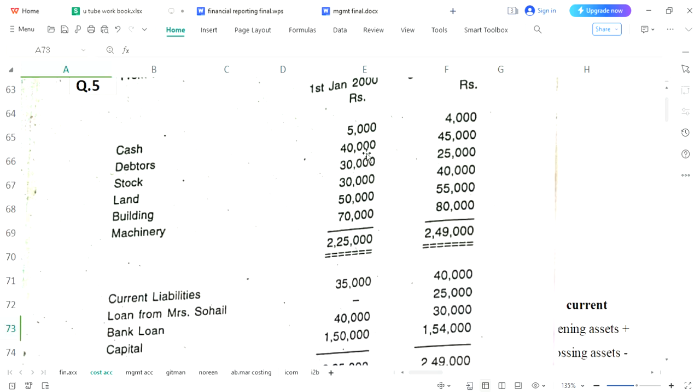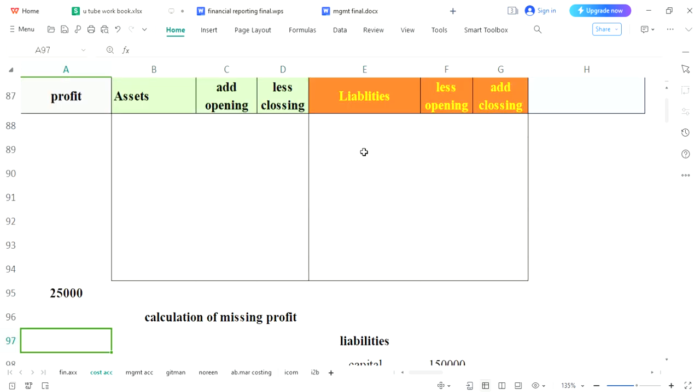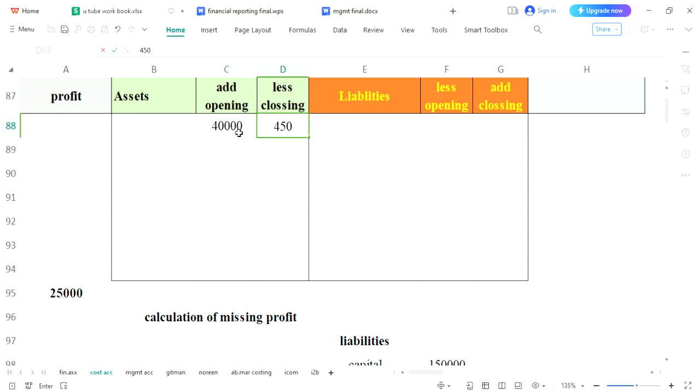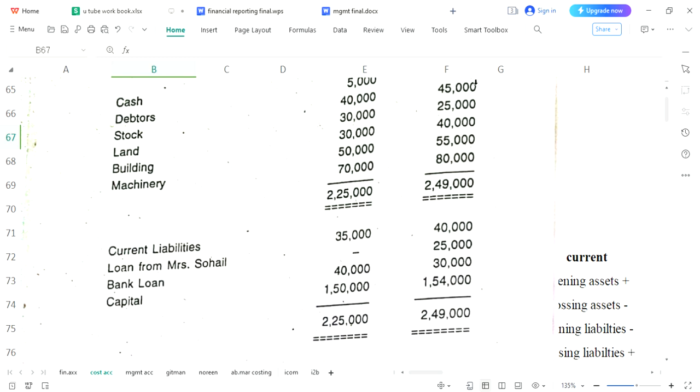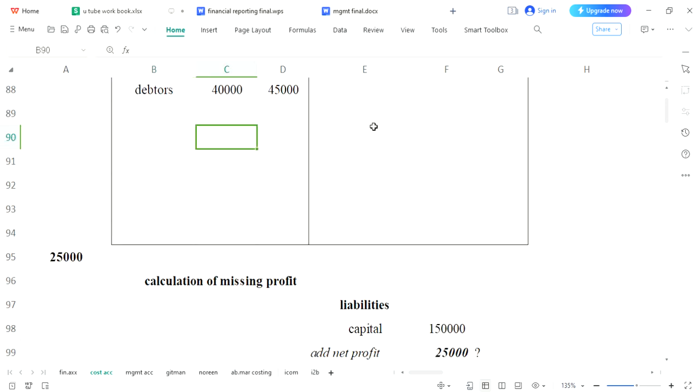We have the two opening assets, first debtors, 40 and 45, 40,000 and 45. These are debtors, and then we have cash. I have told you that it is already cash, not going or coming. Then we have stock, 30 and 25. So we have 30 and 25,000. This is stock.